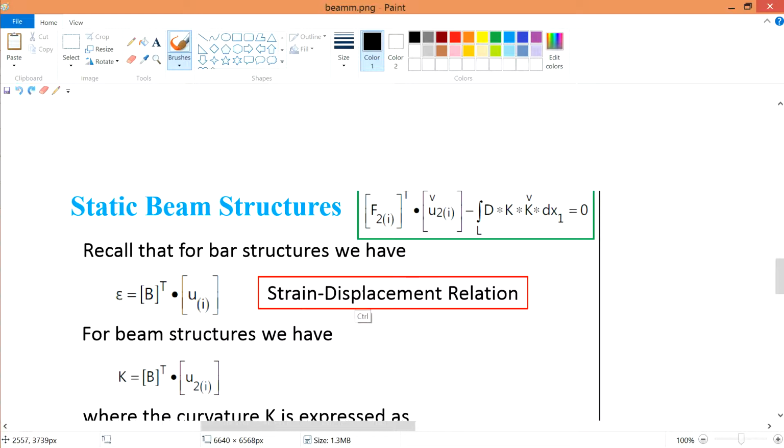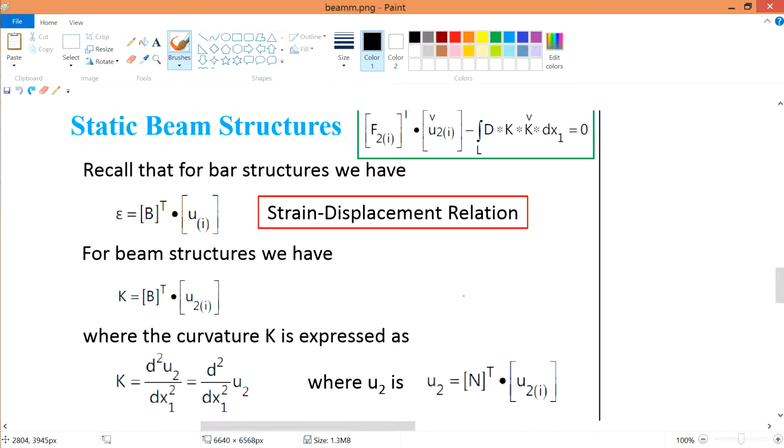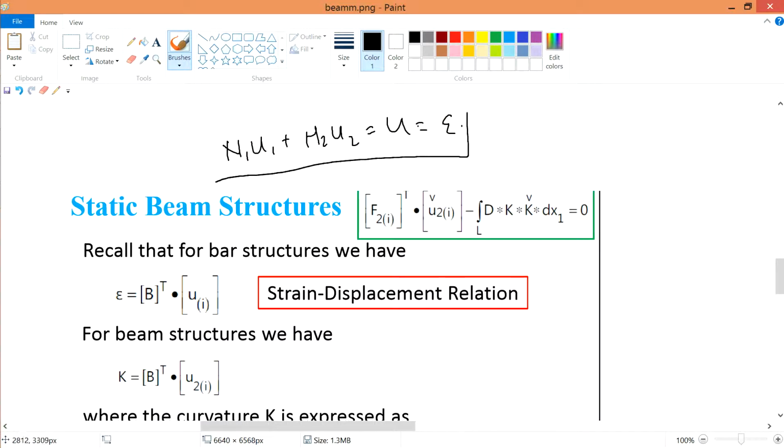So B^T Ui is this one. For bar structures it is B^T Ui, and for beam structures it is B^T U2i. I repeat again, for the bar it is this one over here: N1 U1 plus N2 U2 is equal to U, or equal to epsilon, your strain. This is for the bar system. For the beam, you write it in terms of this system.